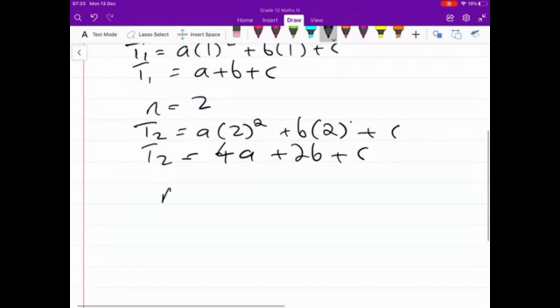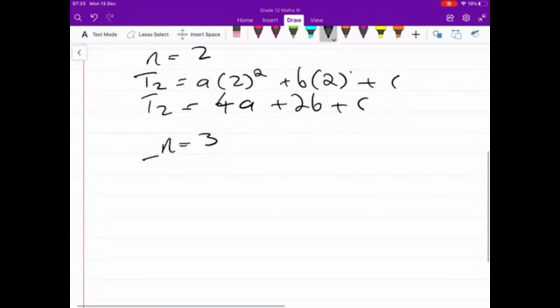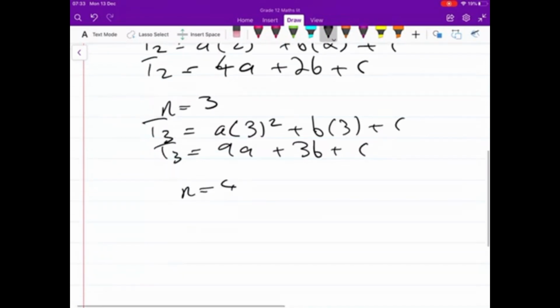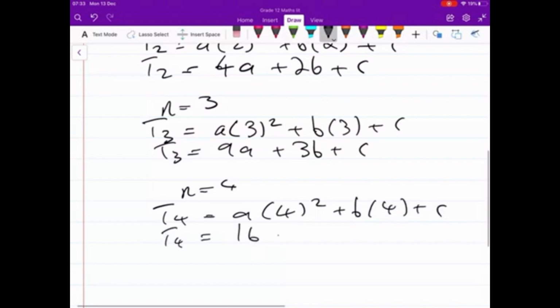Let's do it with n equals 3. Well, you have t3 equals a(3) squared plus b(3) plus c. T3 equals 9a plus 3b plus c. And then we substitute with n equals 4. Well, T4 equals a(4) squared plus b(4) plus c. And if you check, this is 16a plus 4b plus c.